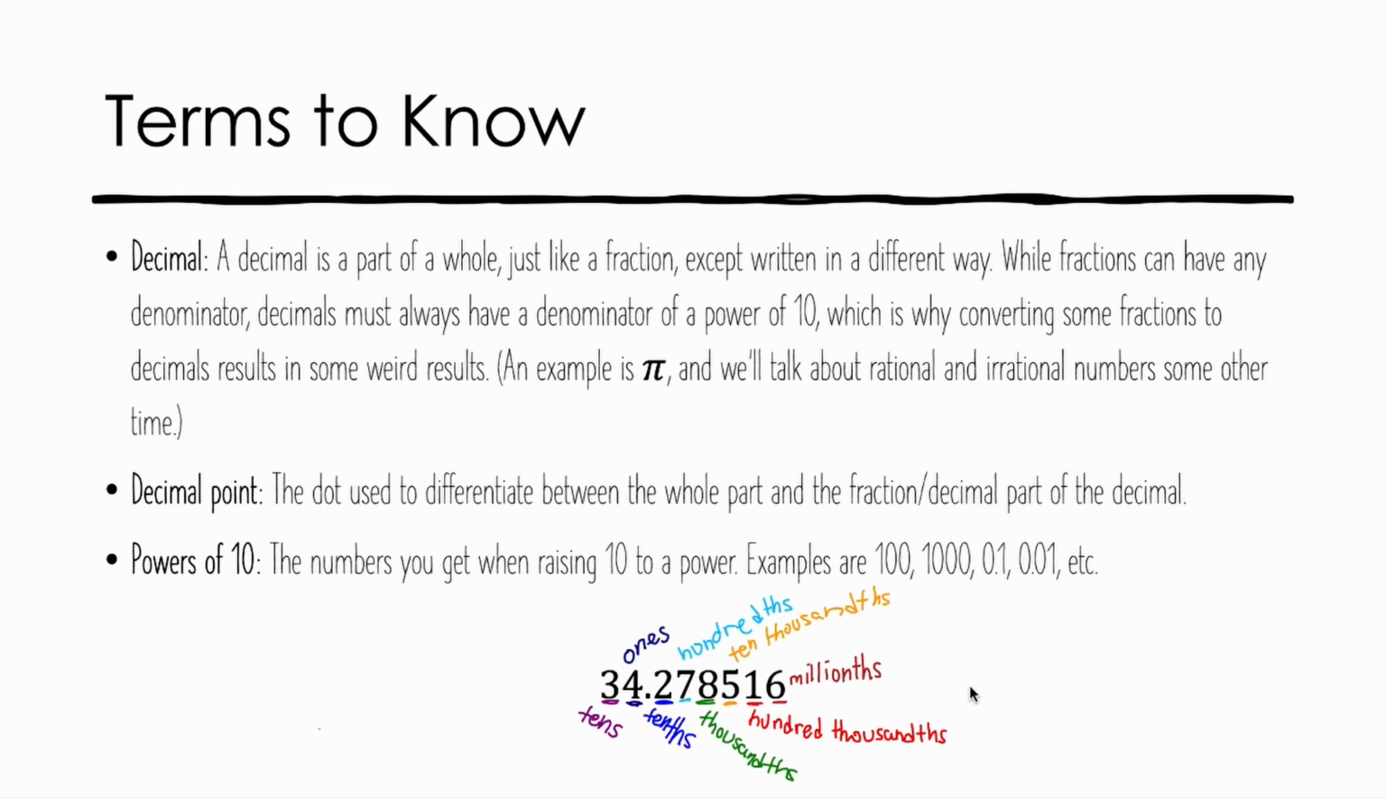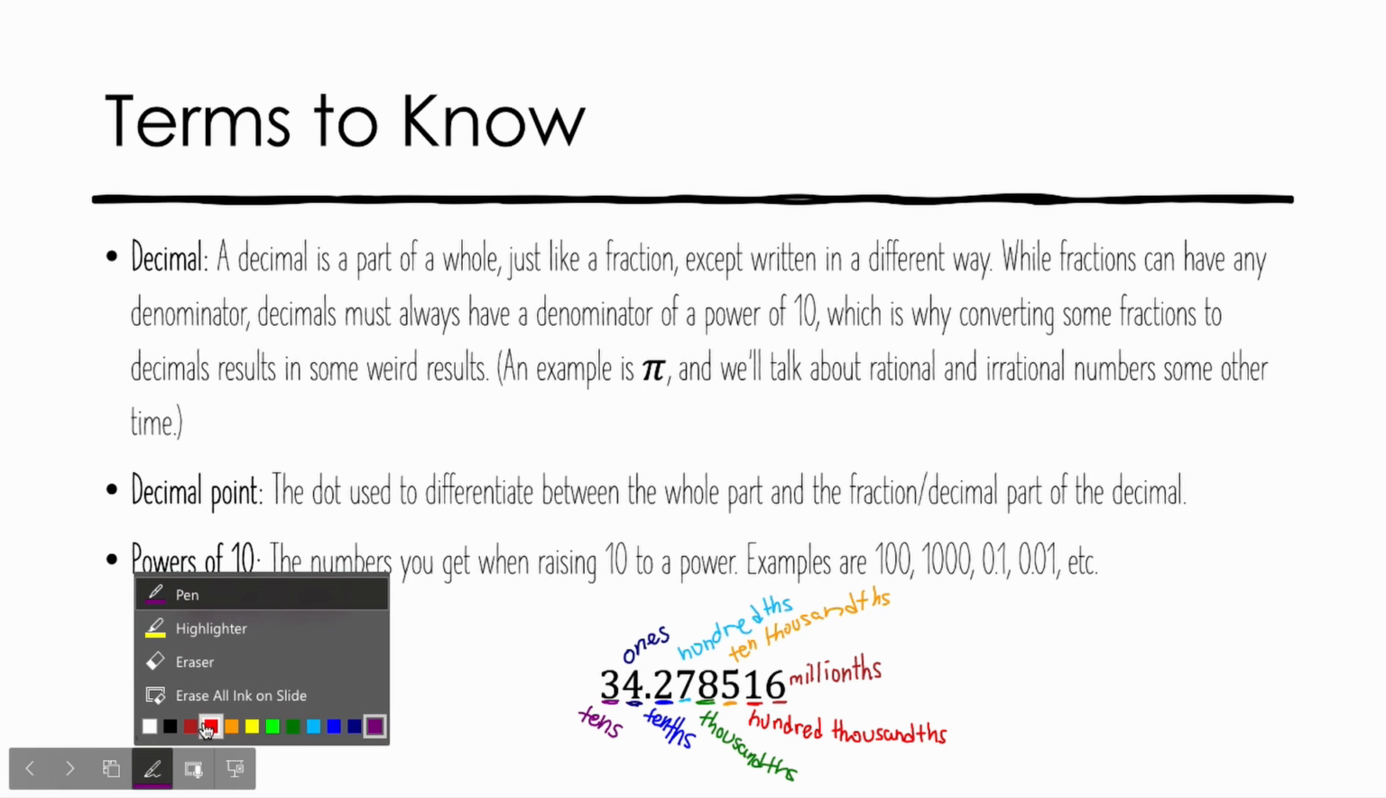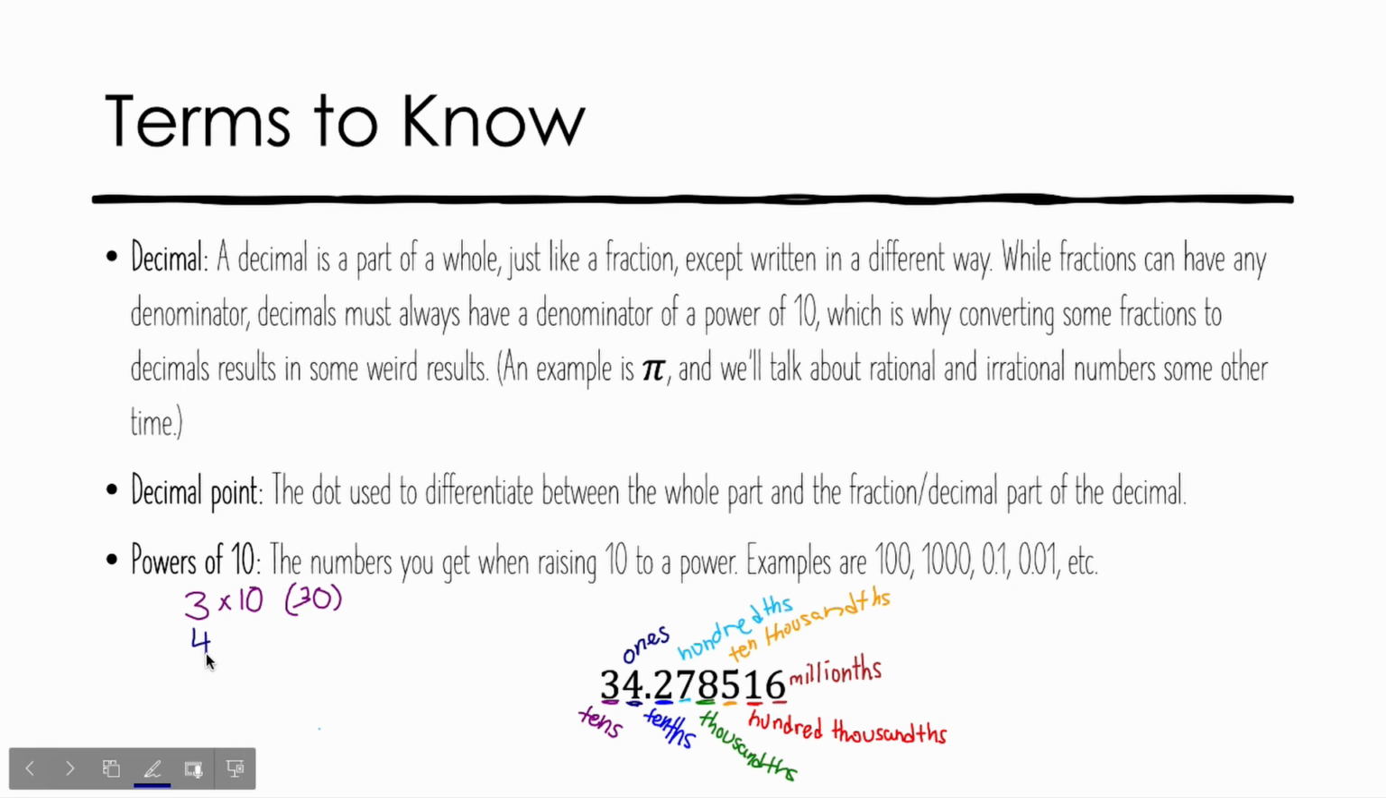So if we wanted to write this in expanded form based on place value, this would be 3 times 10, which is 30, plus 4 times 1, plus 2 times 1/10, which is 2/10 or 1/5.